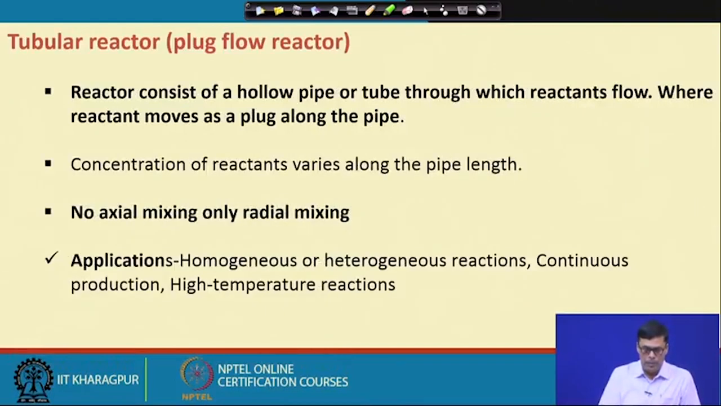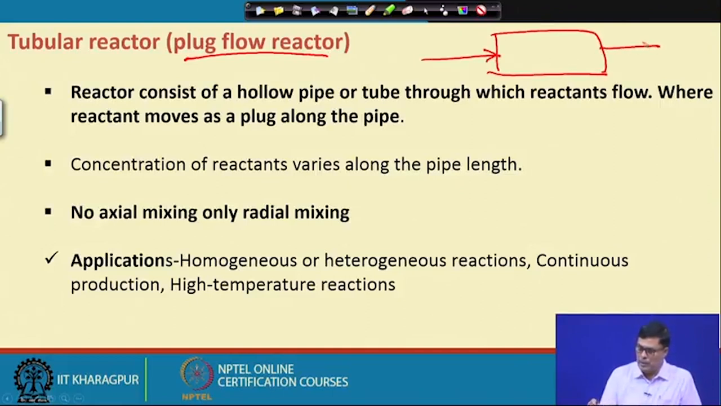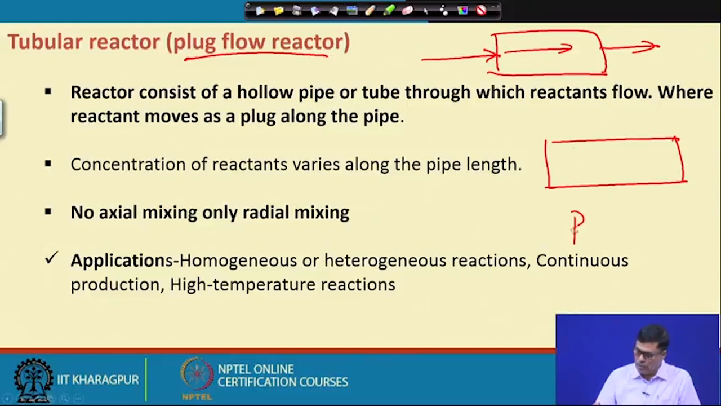Let me talk about this tubular reactor. Tubular reactor is a kind of plug flow reactor. This is a plug flow reactor. I told you it is like this. This is the tube, and you pass the liquid and it will flow like this. Now, basically, the tubular reactor is a plug flow reactor, which we call plug flow. That is nothing but what we call piston flow.